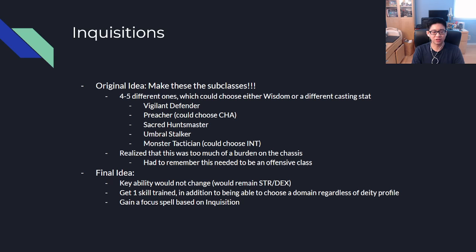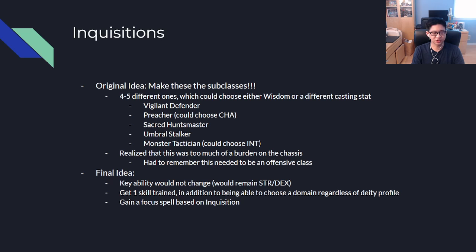With Wisdom as their key ability score, they were locked into Wisdom as their casting stat. However, based on the subclass, or Inquisition in this case, that they would choose, they could potentially get a different casting stat and a different key ability score as a result. So my original draft was the Vigilant Defender, the Preacher, who could choose Charisma as their key ability score and would gain skill training in both Diplomacy and Intimidate, the Sacred Huntmaster, the Umbral Stalker, and then the Monster Tactician, who was all about recalling knowledge, and as a result could choose Intelligence as their key ability score, which I thought was pretty cool.